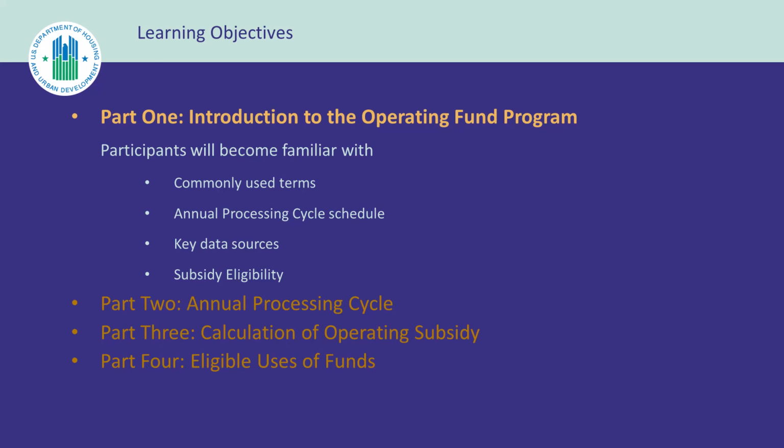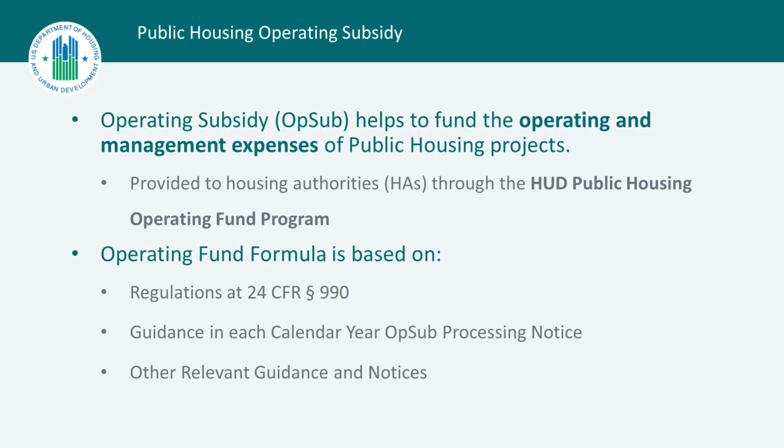Parts 2 through 4 of this series will cover the annual processing cycle, determination of the operating subsidy amount, and eligible uses of funds in greater detail. The Public Housing Operating Subsidy is provided to public housing authorities through the HUD Public Housing Operating Fund program to assist in funding the operating and management expenses of public housing projects.